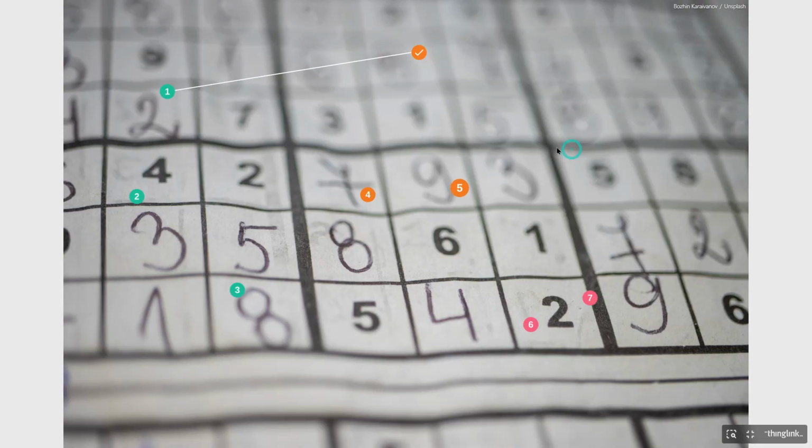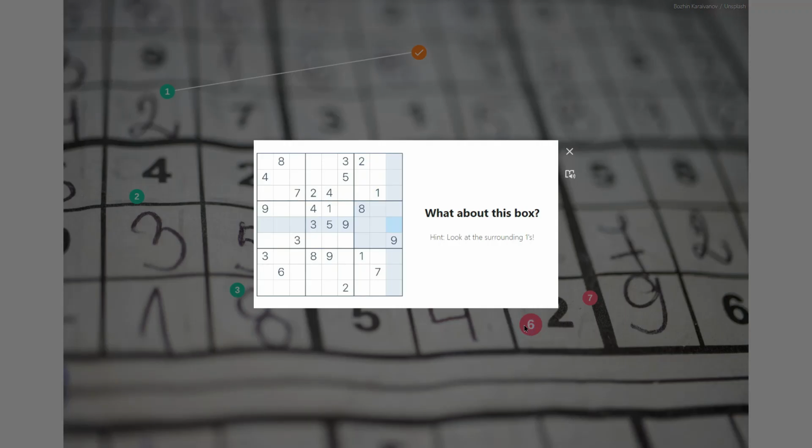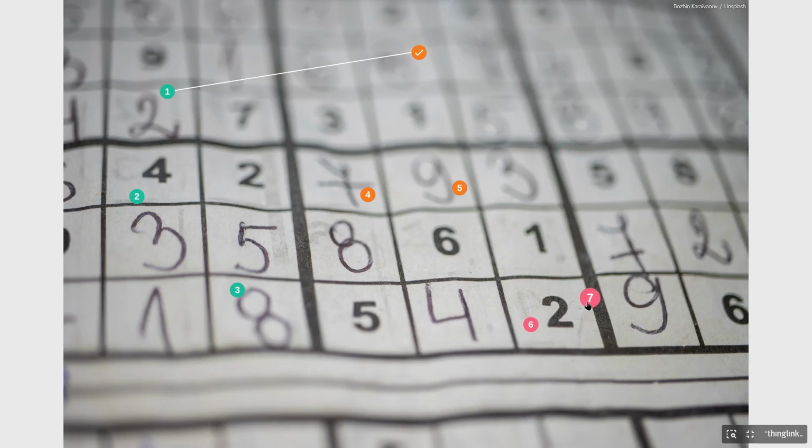Now we are moving on to tag number 6, where we move to the matrix to the right. We were even given a hint to look at the surrounding 1's. By now, hopefully the student figured out the strategy and can solve what number should go in that highlighted box. If they still need assistance, they can go to the last tag.